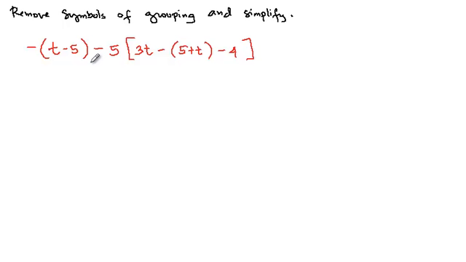Okay, welcome back to our discussion of some exercises involving removing the symbols of grouping and simplifying the expression. So here we have this expression: negative quantity of t minus 5 minus 5 quantity 3t minus quantity 5 plus t minus 4, close bracket. As you can see, this expression is not really in its simplest form in the sense that it has a lot of subgroupings involved.